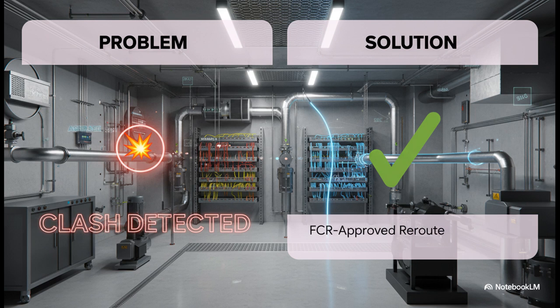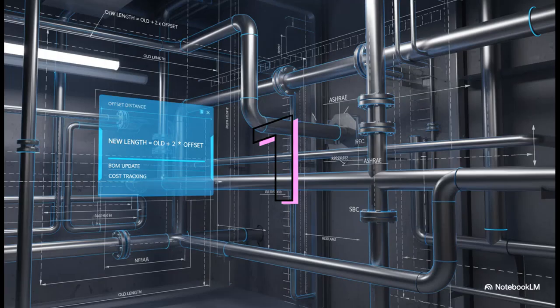The solution seems obvious, right? Just reroute the pipe. But the correct way to do that is to document and get it approved through a formal FCR. So the very first thing you have to do is quantify the impact. What's this going to cost us in materials?